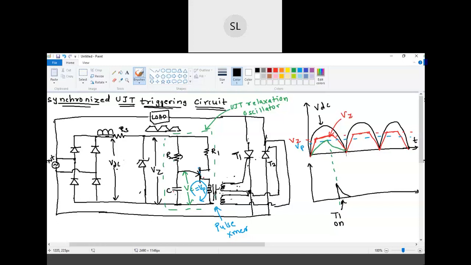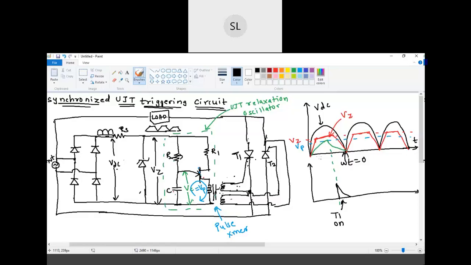Now at omega t equal to 0, what will happen? This T1 will be reverse biased, so it will be turned off naturally. So the load current will be equal to 0.